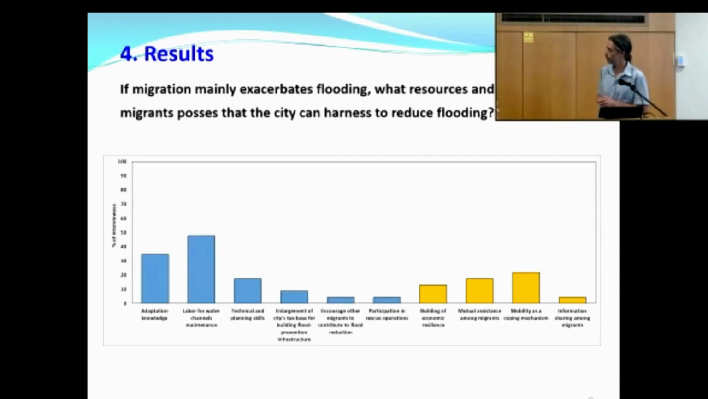So they've mentioned they can be used for labor, for maintaining water channels. Some of them said that the more educated ones, maybe they have technical and planning skills that the city can harness.